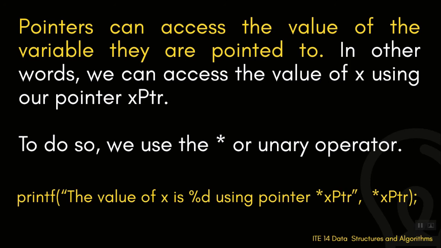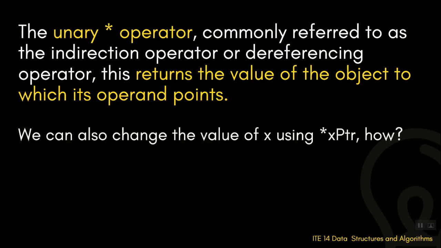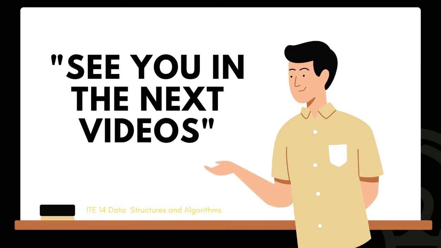The * unary operator, commonly referred to as the indirection operator or dereferencing operator, returns the value of the object to which its operand points. We can also change the value of x using pointer xPtr. So how? We can simply write *xPtr = 10. In the next video, we will create a program using the example we discussed.